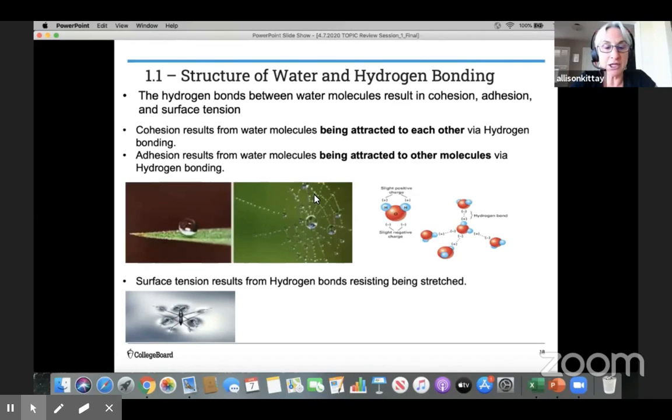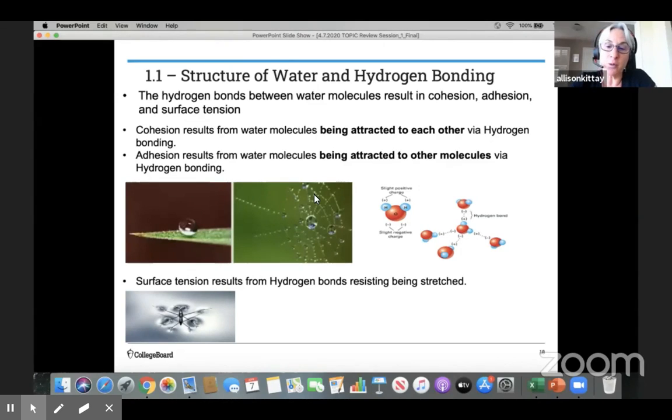And then finally, surface tension results from hydrogen bonds resisting being stretched. So it creates a nice tight surface, and the image there is showing you a water strider that can actually walk on water. And if you've ever skipped rocks on a lake, you know this feature of water.